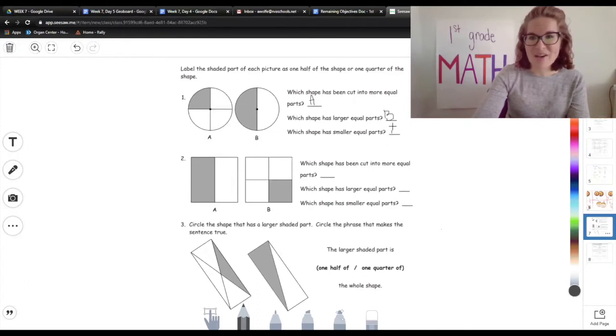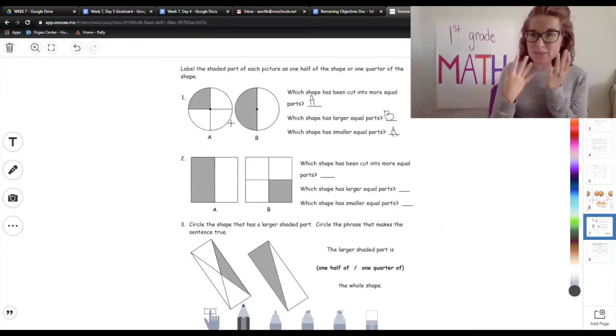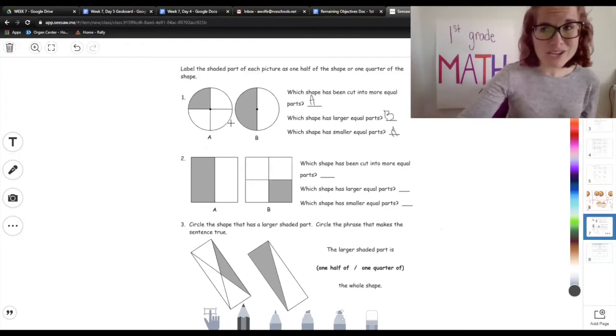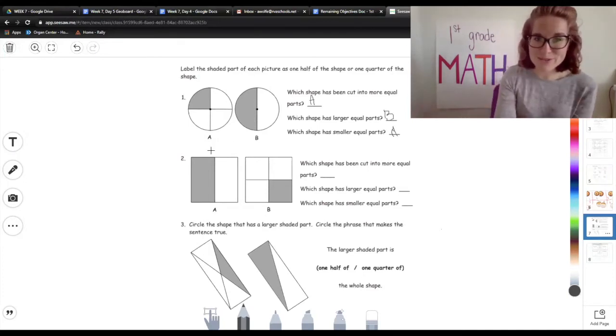A. Good job. So I like to imagine it using food, of course. So if this were a pizza and I was really, really hungry, I would only want to share my pizza with one person, like in letter B, because we would each get a bigger part. Okay, let's take a look at number 2.